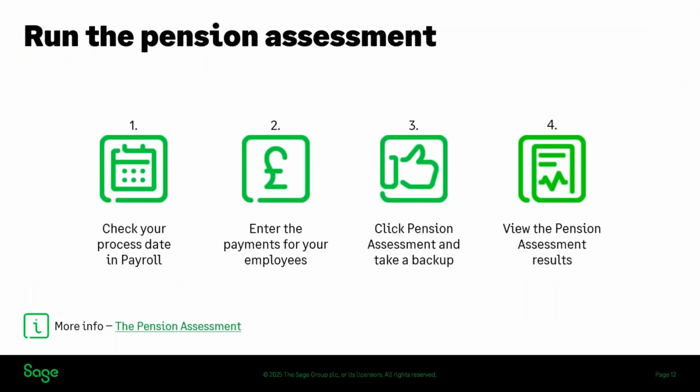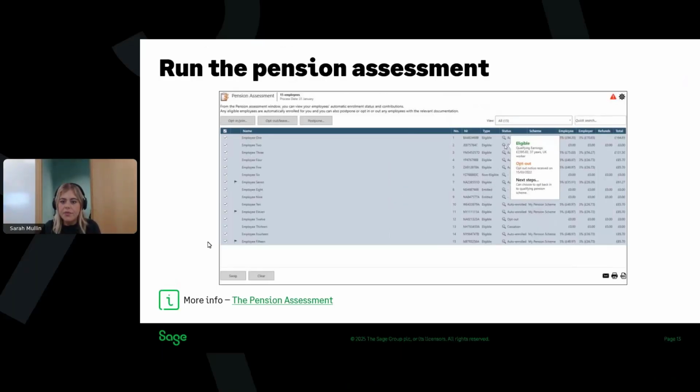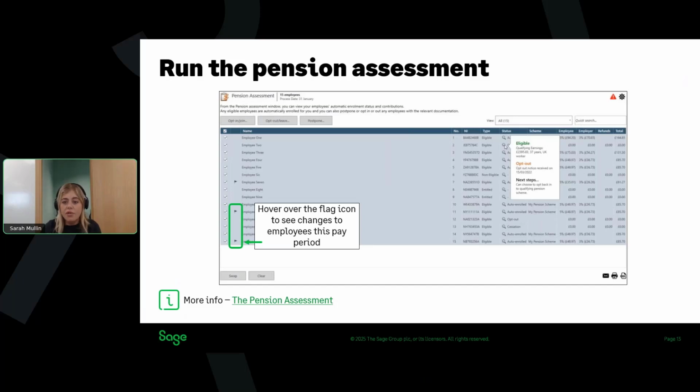So with that said, I do just want to run through a little bit of a recap. Just to recap what we saw in the pension assessment report there. So first, we've seen our flag icons. So hover over those just to see any changes for the employees this period. So you're looking for things like a worker category update or someone that's been automatically enrolled.